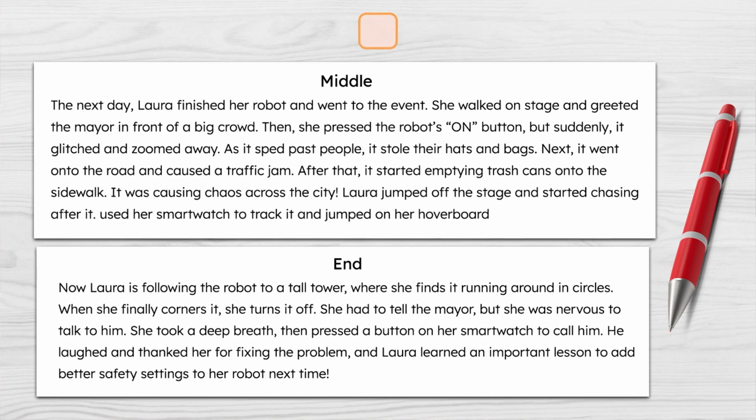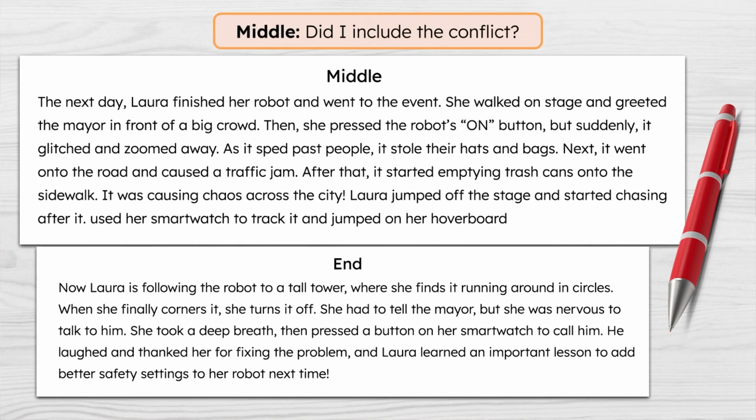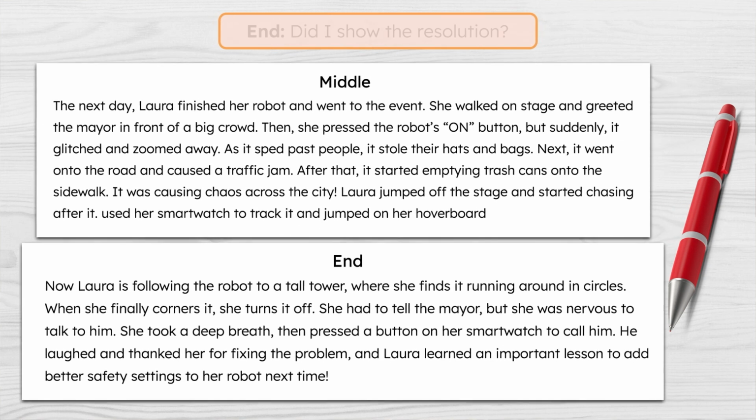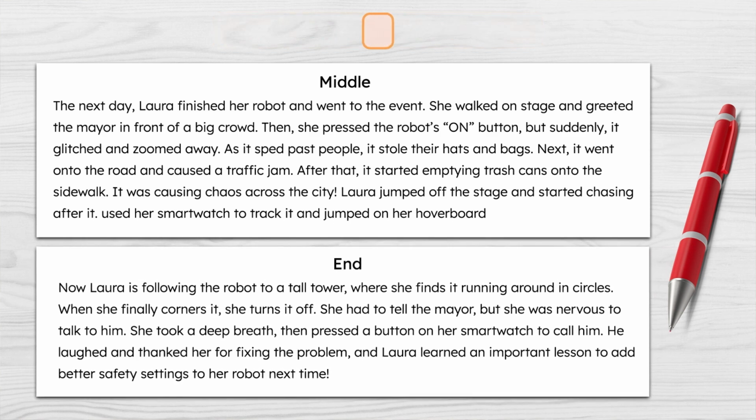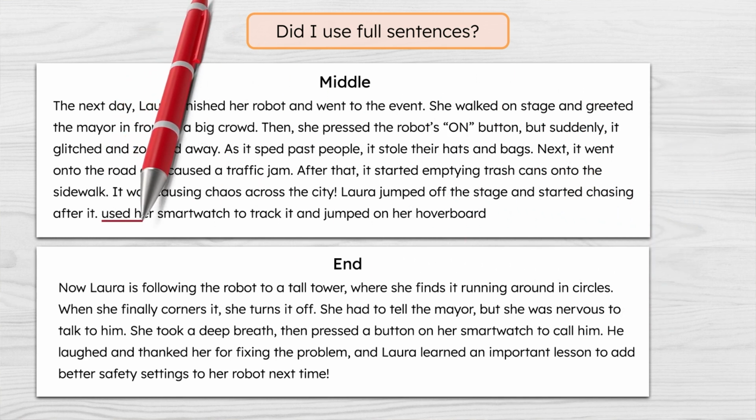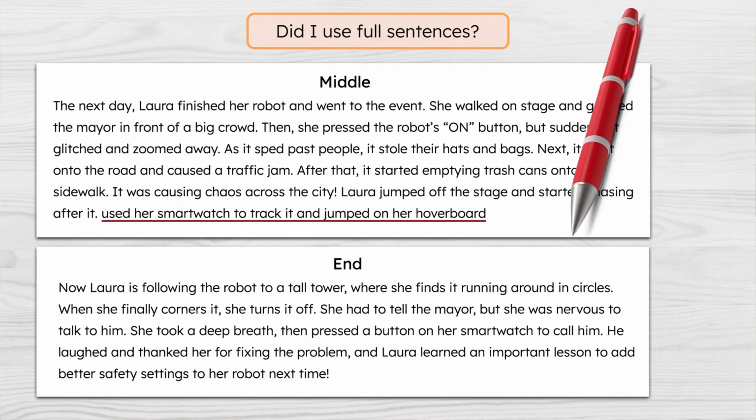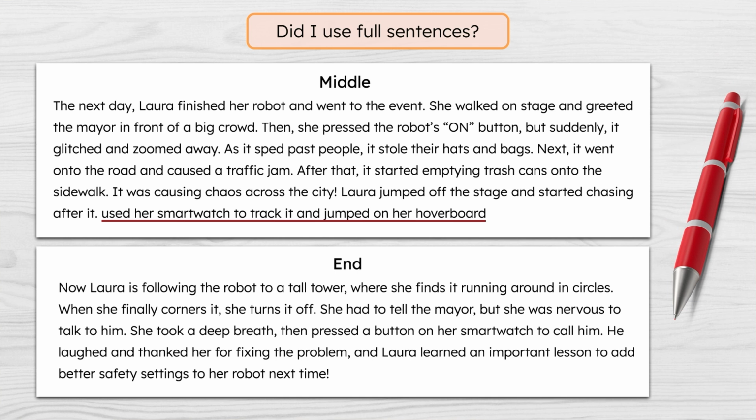Let's check. In the middle, did I include the conflict? Yes, when the robot glitched and caused chaos. What about my ending? Laura turned off the robot and even learned a lesson. That's the resolution. Did I use full sentences? Yes, but look at the middle. What do you notice? This isn't a complete sentence because it doesn't say who used the smartwatch, and it doesn't end in a period, so I'll fix this later.